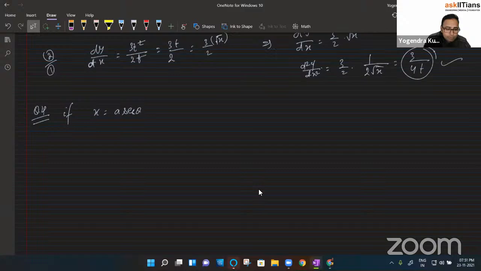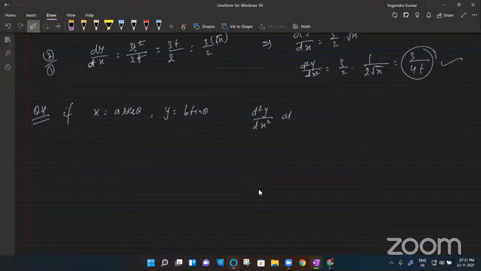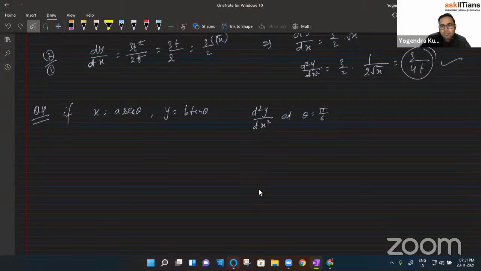x is equal to a secant theta, y is equal to b tan theta. Now they're asking d2y divided by dx square. Okay, fine. This is what we need to find out.